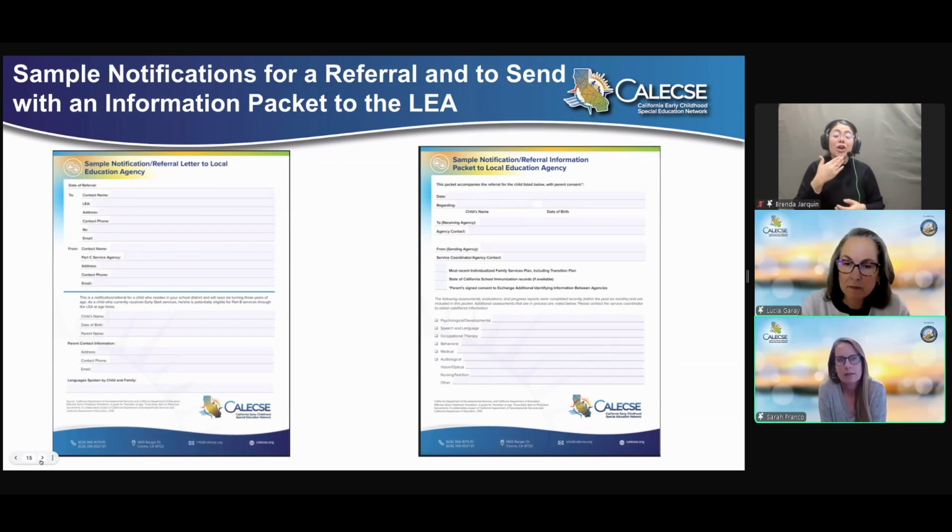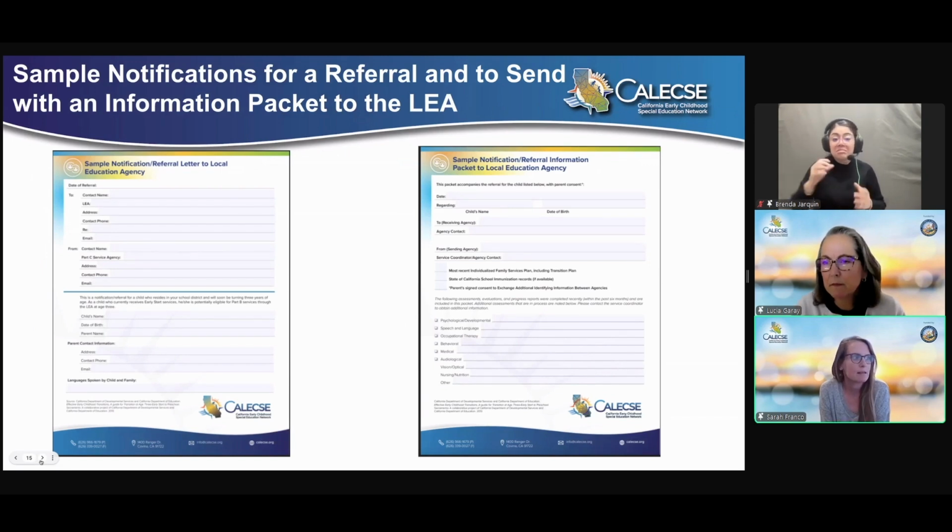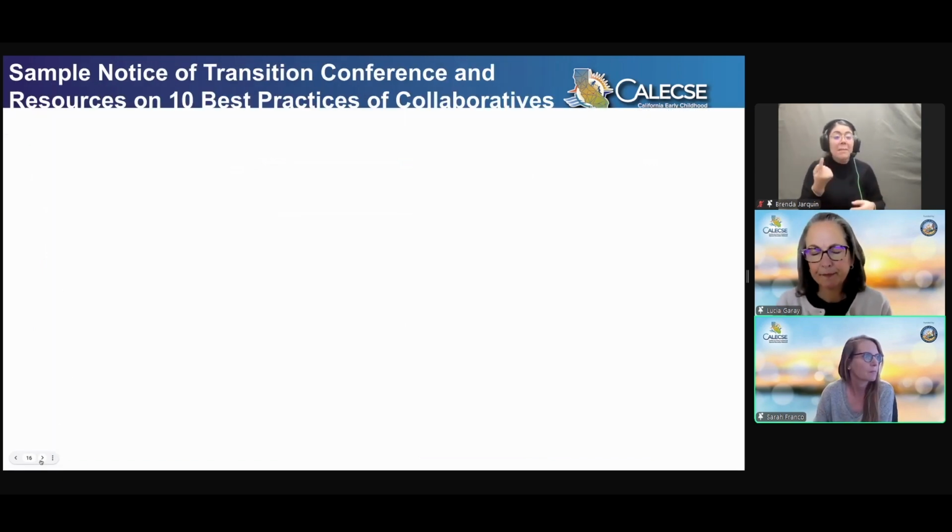We've also included some sample notification referrals to local school districts. So most agencies have their own, but if not, this is just a template that captures the basic information that's required by DDS, Department of Developmental Services. So all these things are suggested if you don't have them, but if you do already have them and they meet the requirements, then that's okay too.